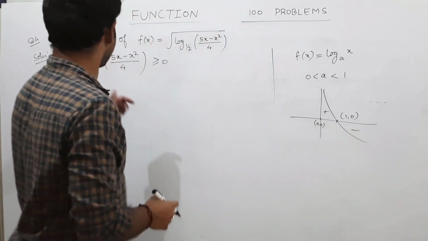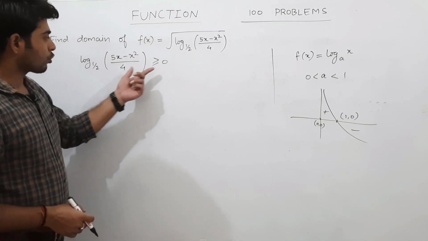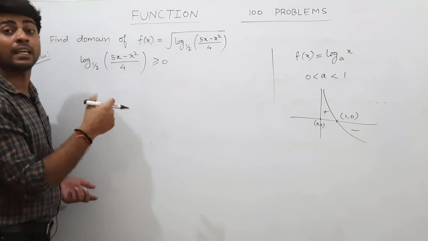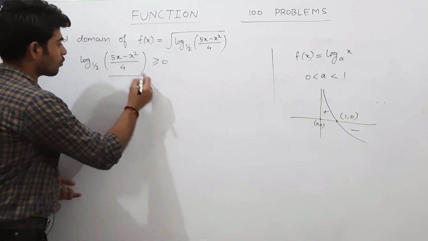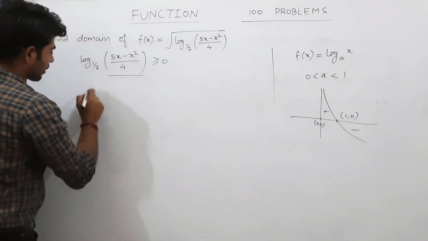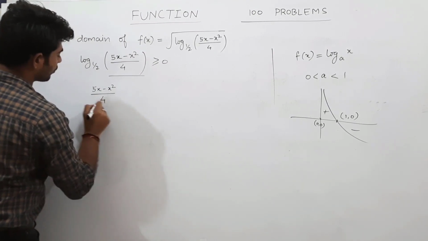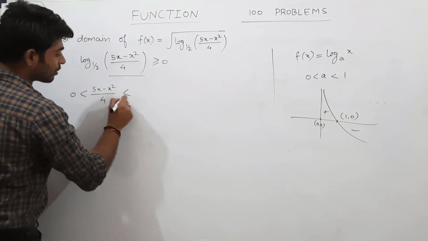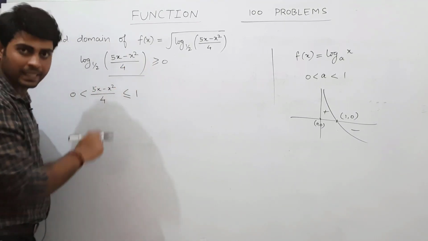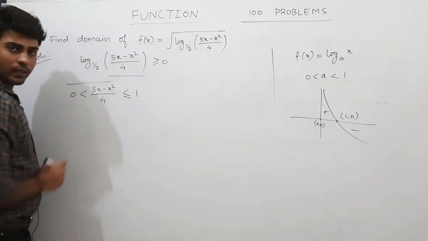Okay. So in the same manner, log base 1/2 of (5x minus x square)/4 should be greater than or equal to 0. So this logarithmic value on this base will be greater than or equal to 0 when this quantity is in between 0 to 1. Clear? So write down here: (5x minus x square)/4 should be greater than 0 and less than or equal to 1. Since at the point where this quantity becomes 1, equality will be satisfied, here a closed interval at 1.